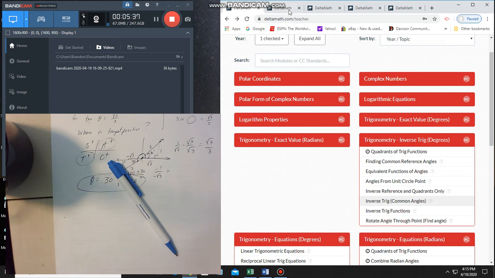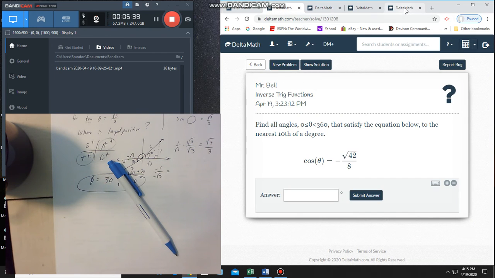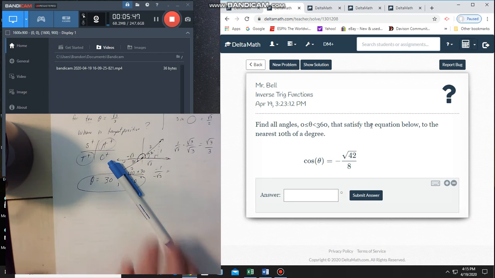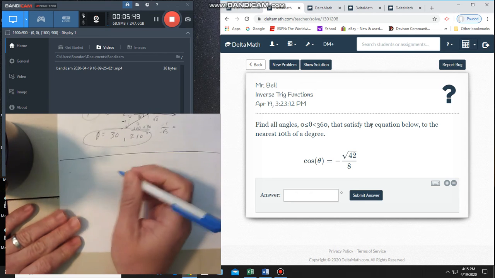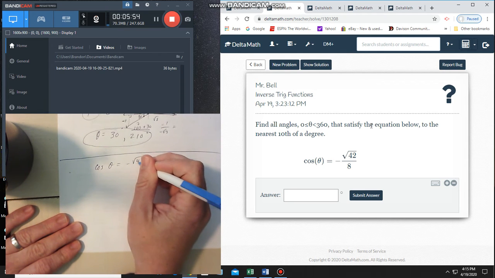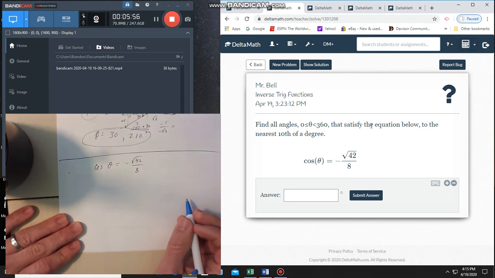Let's move on to this next problem. This is going to be from this next set, inverse trig functions, but now they might not be common angles. So this set of problems is going to look like this. Cosine theta equals negative square root of 42 over 8. We still have the same restrictions on theta, 0 to 360, and it says to the nearest tenth of a degree. So we're going to end up punching this in our calculator in a moment. I think you should just use your own if you have your graphing calculator. If not, I'll show you how to work this one up here to the right.